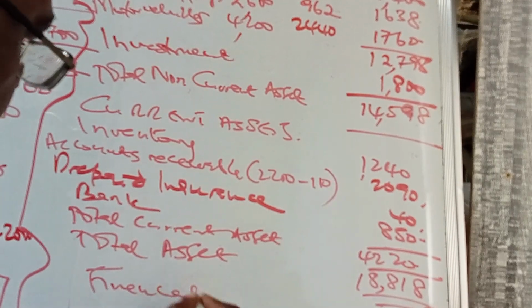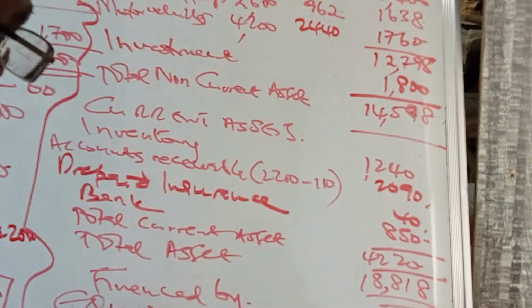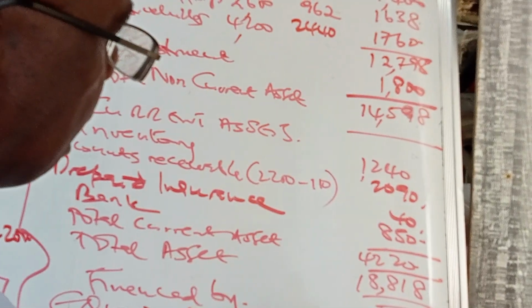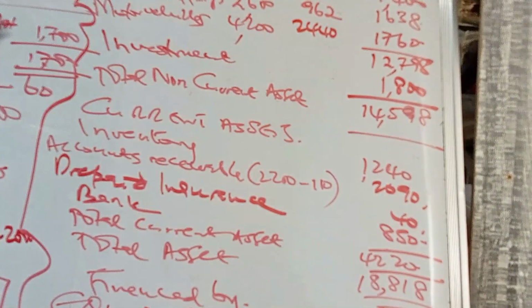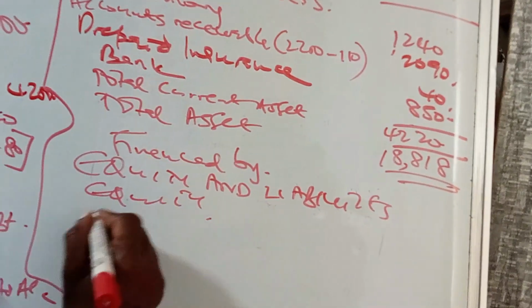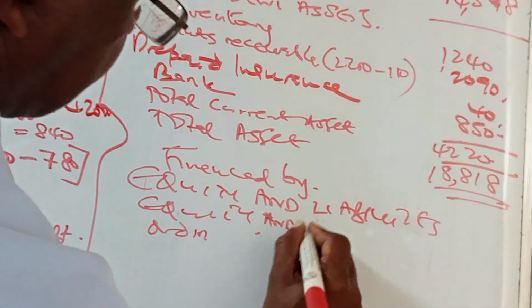Where did you get the money from? We say it comes from equity and liabilities. And we start with ordinary share capital. So you could even say equity here, and we say equity and reserves.